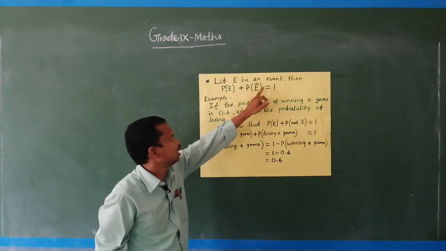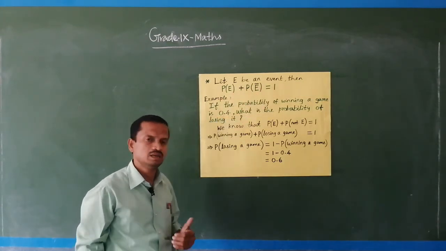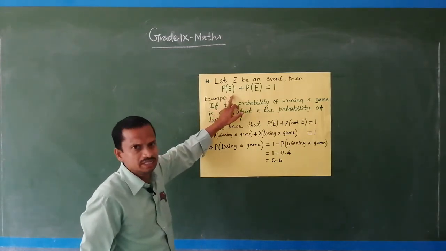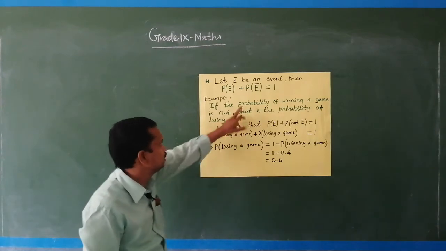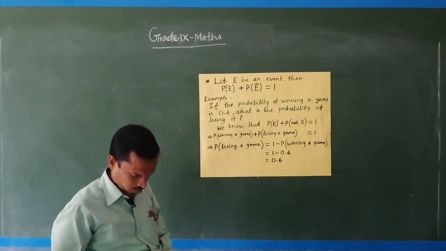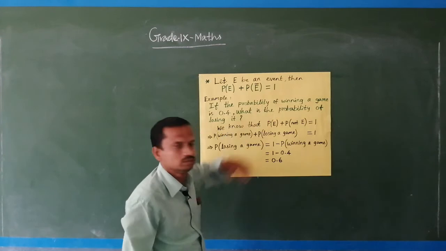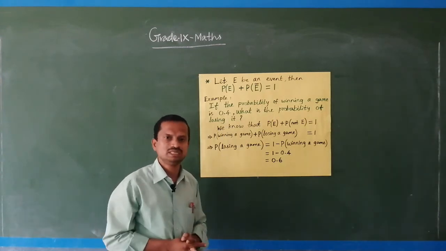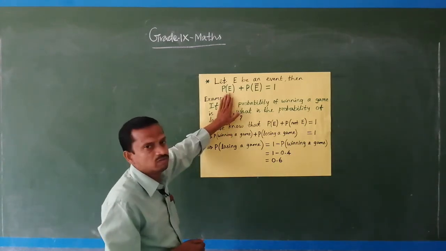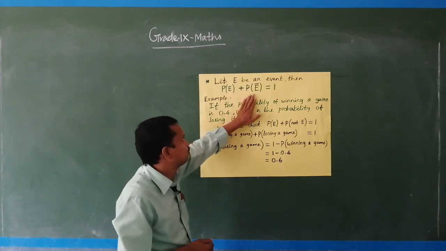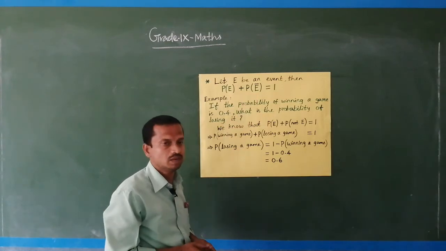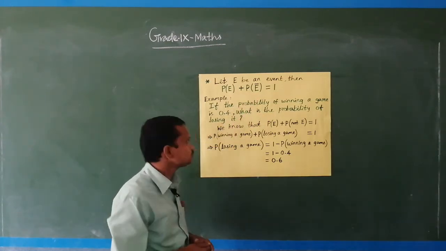Now, come to the point. Let E be an event of an experiment, then the probability of the event E plus the probability of the event not E is equal to 1. That is the sum of the two opposite events. I already explained this in the earlier class. Not E means that it is opposite to that event. So if you add, you get 1.